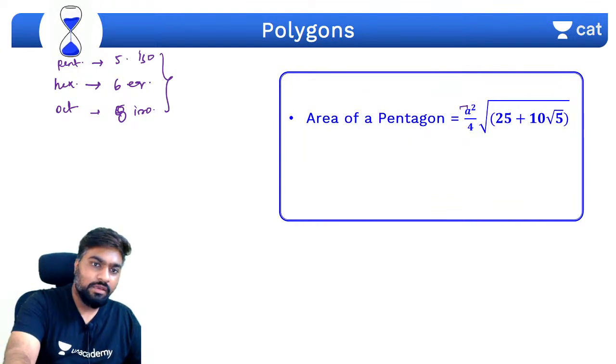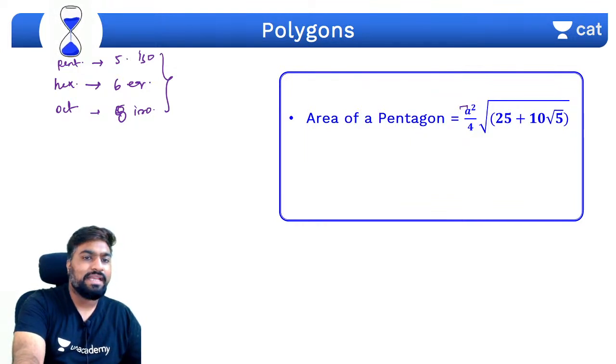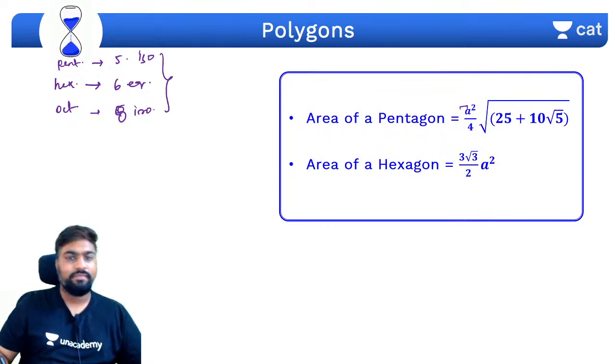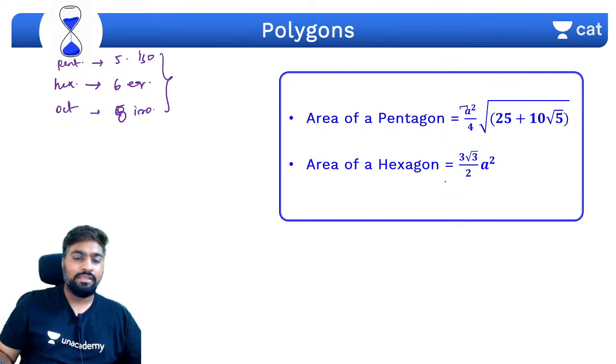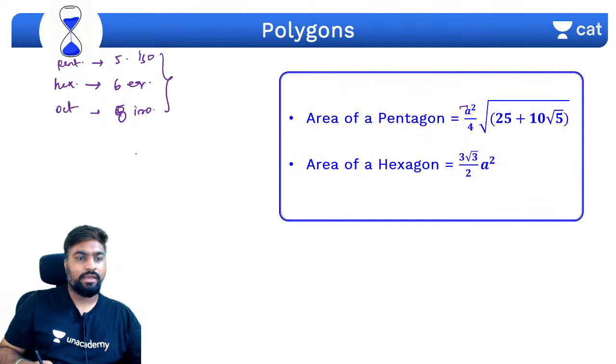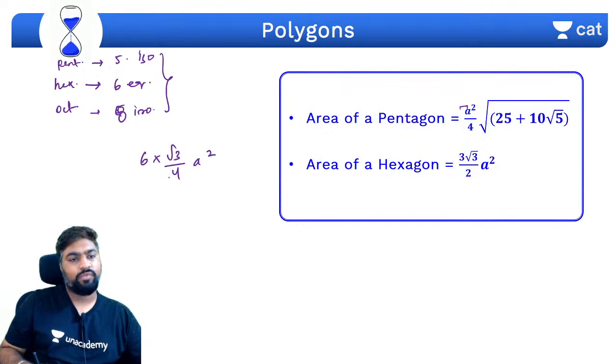Yeah. Similarly, for a hexagon, it's 6 times the equilateral triangle. 6 times the equilateral triangle is what? 6 into root 3 by 4 a square, correct? 6 into root 3 by 4 a square. तो इसको कैंसिल करोगे तो ये 2 हो गया, ये 3 हो गया. 3 root 3 by 2 a square. This is the area of a hexagon.